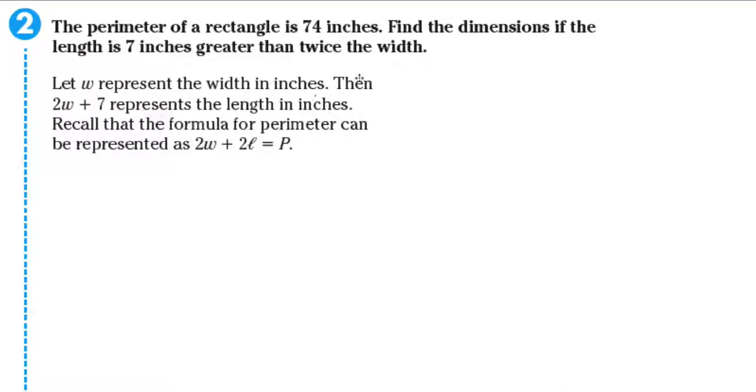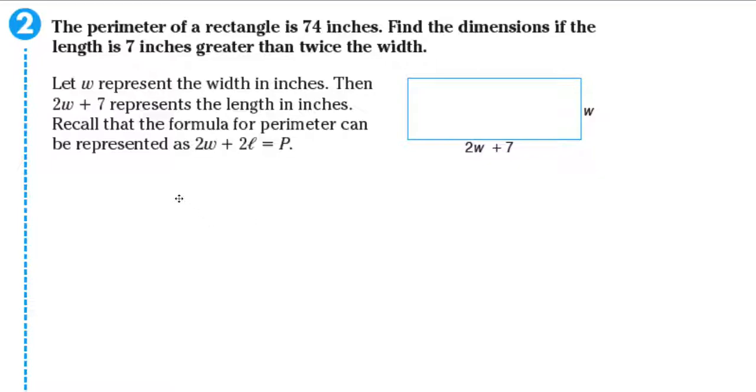Why is that? Because it's saying that the length is 7 inches greater, which is plus 7, than twice its width, which is 2W. Remember that the formula for the perimeter of a rectangle is 2W plus 2L equals P. And this is how our rectangle will look. That's our width, and that is how we represent our length in this rectangle.